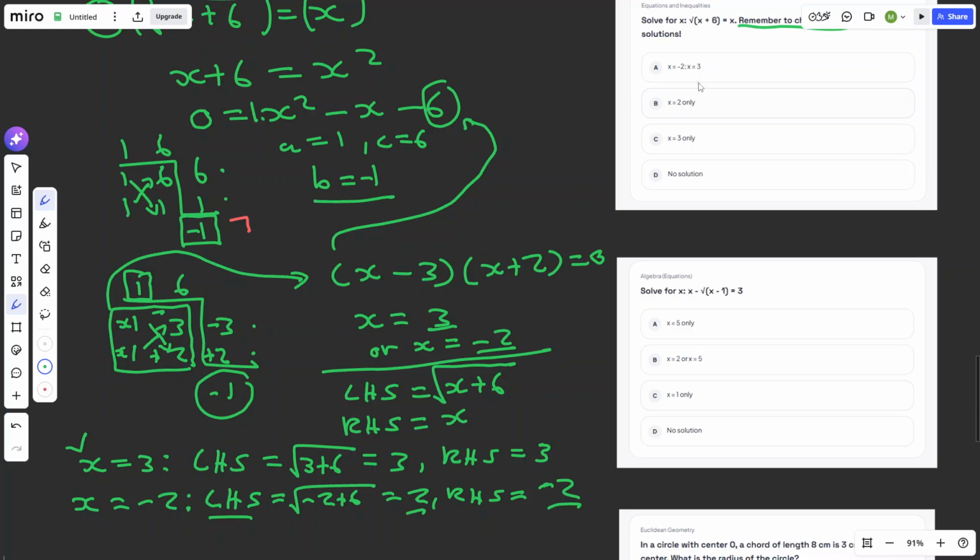So what we can do is we can exclude that solution. So we can conclude that x is only equal to 3 and not equal to minus 2. So we discard that other solution. So the only correct option here is.